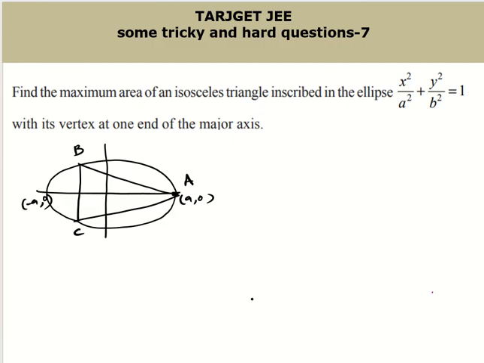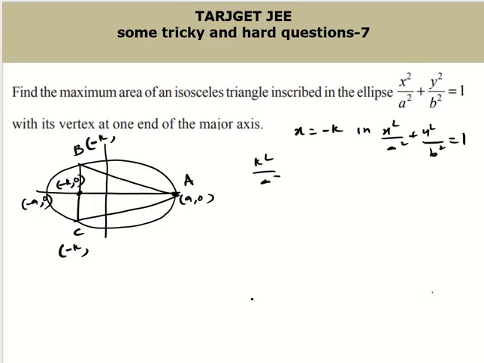Now I have taken B and C to lie in the second quadrant and third quadrant respectively. BC will be a vertical line. Let me assume this point as minus k comma 0 because I have taken it on the negative x-axis. So B also will have the x coordinate as minus k, and C also will have the x coordinate as minus k. But B and C lie on the ellipse. So if I put x equal to minus k in the ellipse, we get k square by a square plus y square by b square is equal to 1.